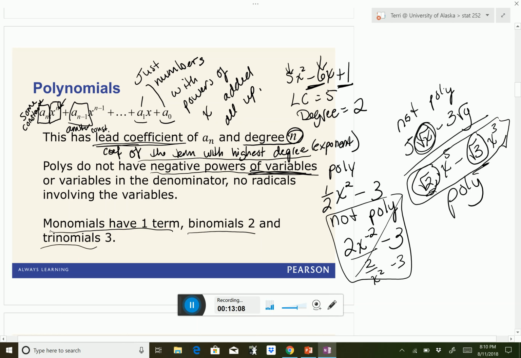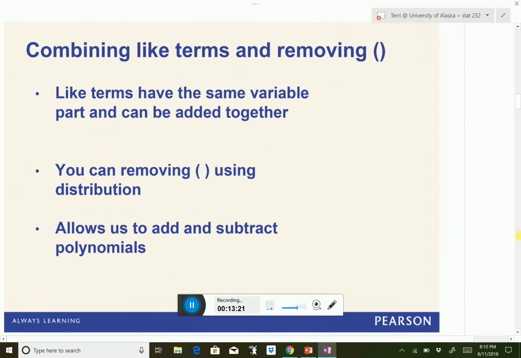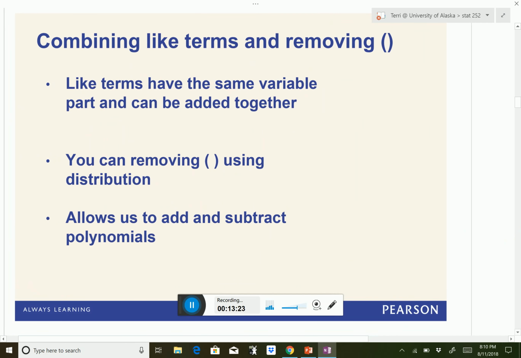Trinomials have three terms. So this first one we talked about was a trinomial. This is all stuff you should have seen before in any algebra class that you've taken prior to this. So let's talk about combining like terms and removing parentheses. Like terms, when we use those two words, means having the same variable part.